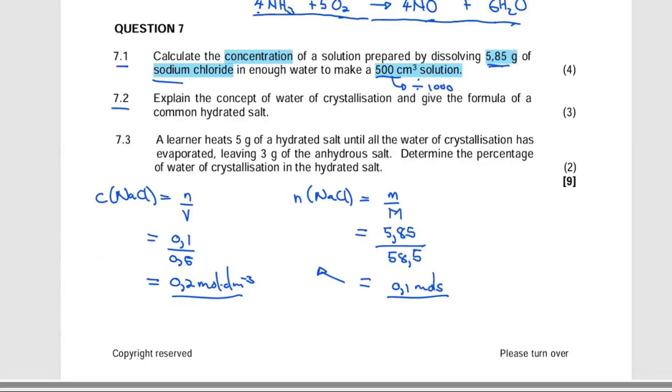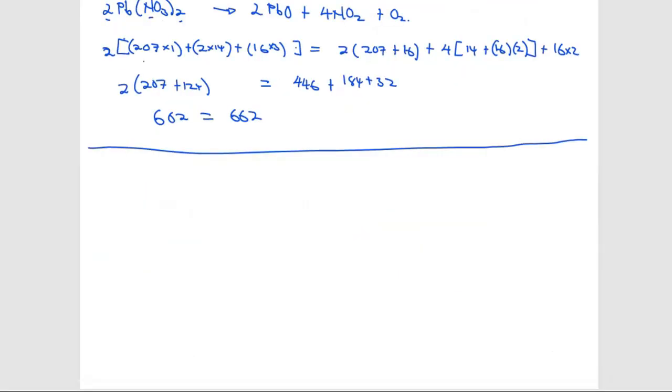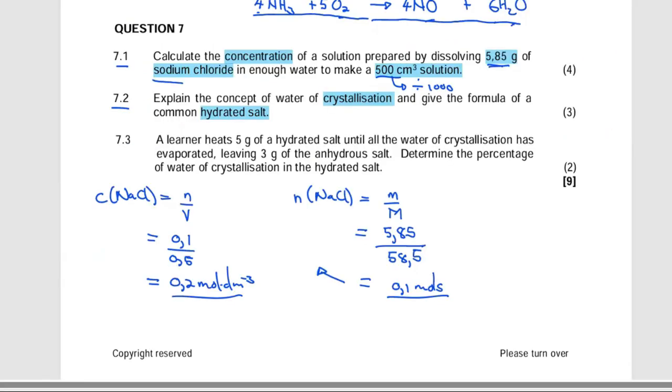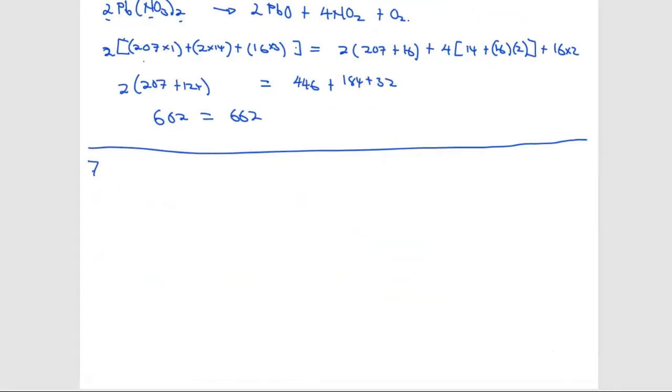Then moving on to 7.2, it says explain the concept of water of crystallization and give the formula of a common hydrated salt, right? Hydrated means the one that contains water. Then I'm going to explain the concept of water of crystallization. So this is question 7.2.